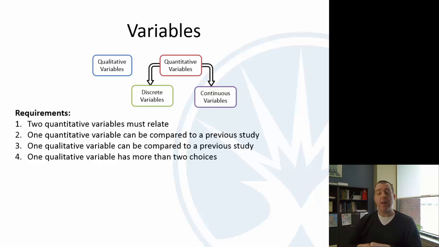You also have to have a qualitative variable. Again, since it's political season, it'd be easy to use political affiliation as a qualitative variable, and then find some study that talks about percent of Americans or maybe percent of college students.